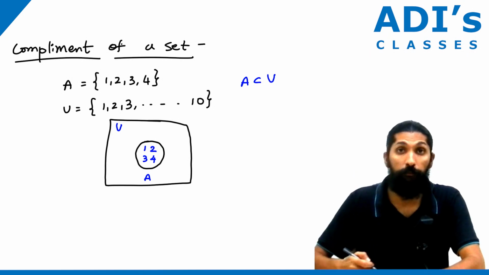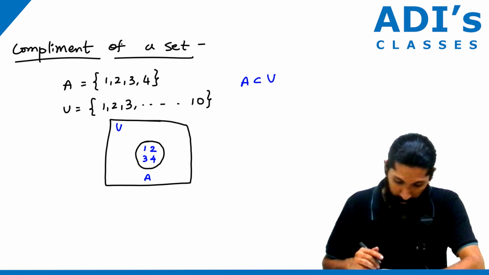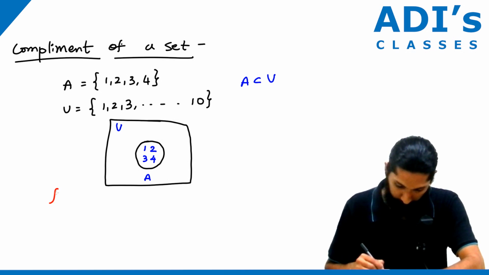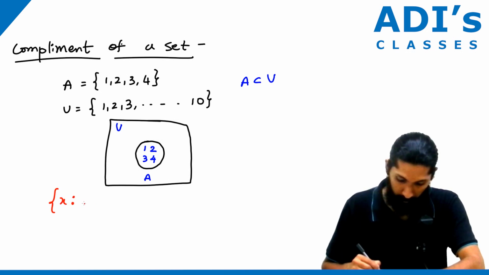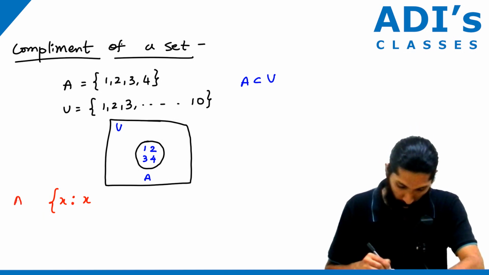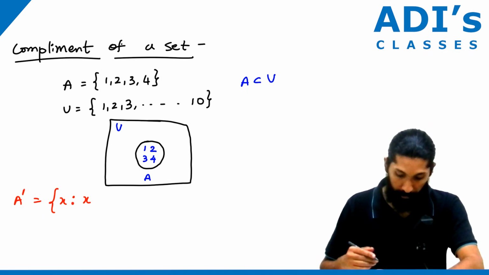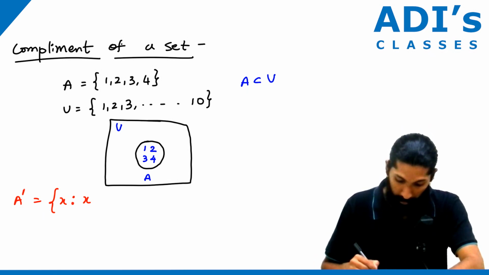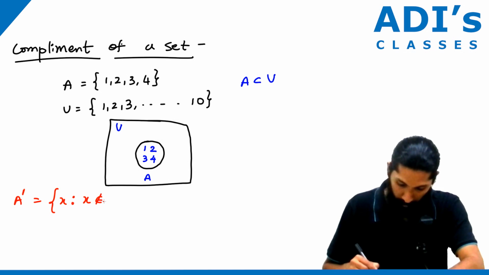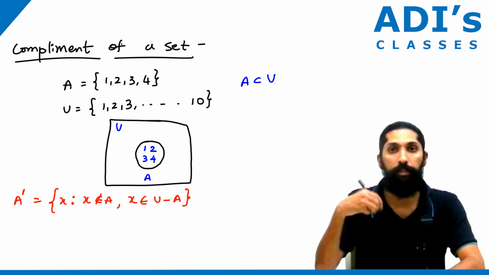Now the general definition can be written as: x such that x does not belong to A, in the sense A complement. You can also call it A dash. A dash is equal to x such that x does not belong to A and x belongs to U minus A. This is basically the complement of a set.